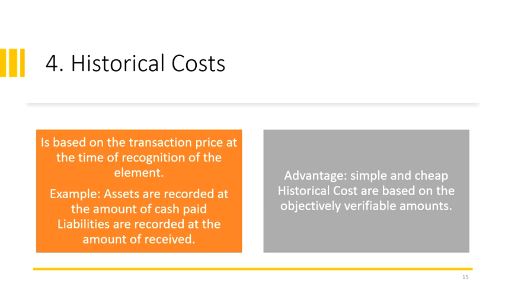So advantages untuk historical cost ni dia simple and cheap. Historical costs are based on objectively verifiable amounts. Apa itu verifiable? Sah. Okay, dapat mengesahkan. Itulah. So that's all untuk chapter 2.